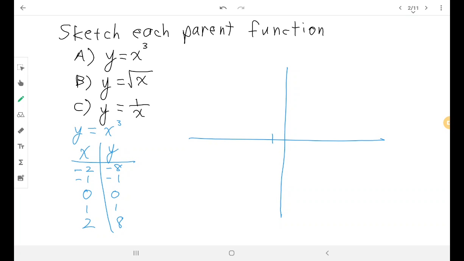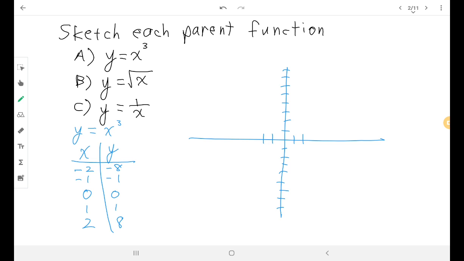So let's go 1, 2, 3, 4, 5, 6, 7, 8. And this is just a sketch, remember. I'm just trying to get an idea of the basic structure of these parent functions. Parent functions are the most basic version of the function, and then we're going to modify those. You're going to see how that happens.